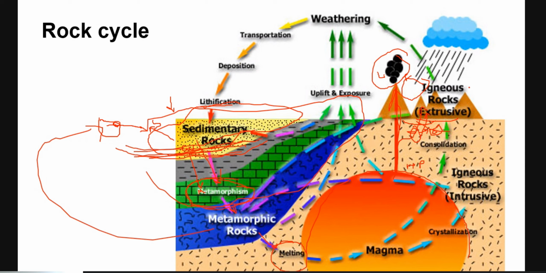The same will happen with igneous rock. It will also break down through rain, chemical weathering, or wind erosion, and fine grains will be deposited here. So it will get converted into sedimentary rock. Okay, so this is one cycle.